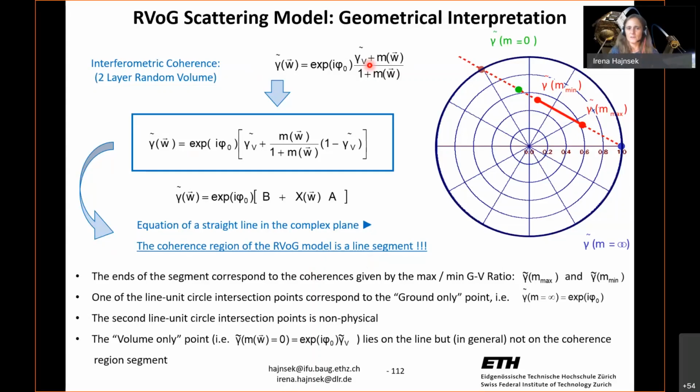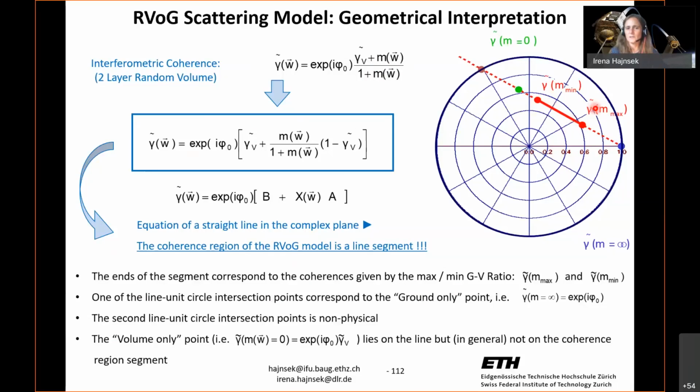So the first part, we start with the bullet points that we have here. The first thing is that the ends of the line segment correspond to the coherence given by the maximum and minimum ground to volume ratio. So that's very important. This is gamma M max and gamma M min. So coming from the ground to volume ratio, this is our maximum extent of this line, depending on these two values.